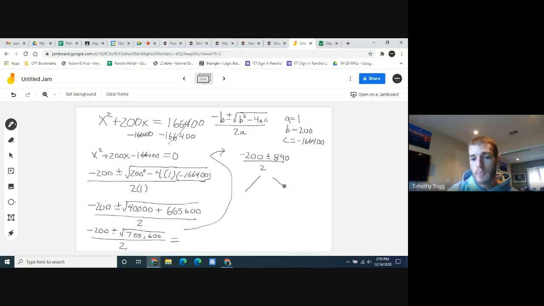From there, what I would do is split it into 2 answers. So the first one would be negative 200 plus 840 divided by 2. Then the other one would be negative 200 minus 840 divided by 2. So this one would be 640 divided by 2, which is 320. x equals 320. And then this one would give you negative 1,040 divided by 2, which is negative 520.